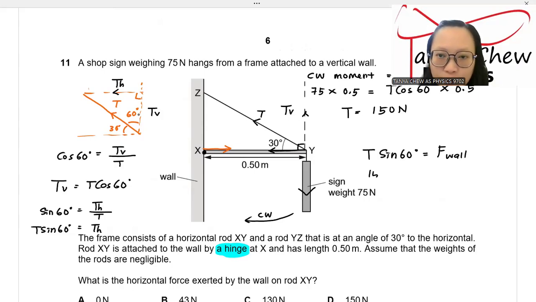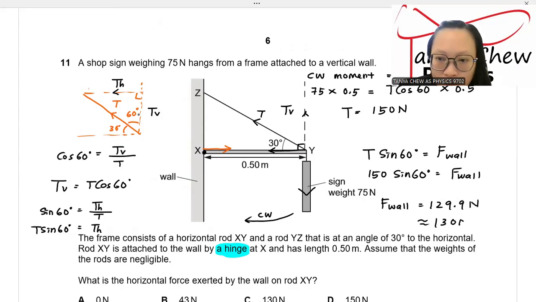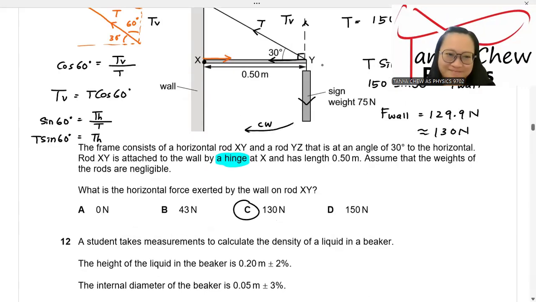Tension is given, we have already calculated it, remember? T sine 60 is equal to the force exerted by the wall. So the force exerted by the wall is equal to 129.9 Newton, which I can round off to 130 Newton. So the answer is C.